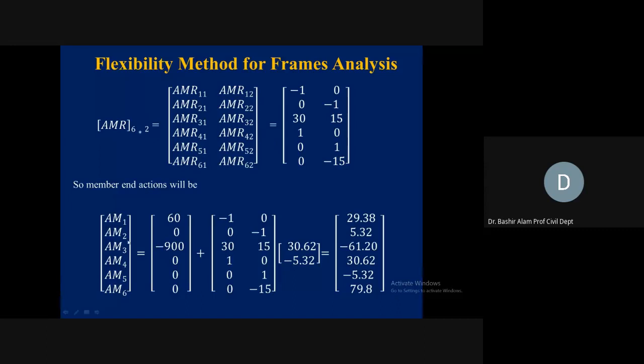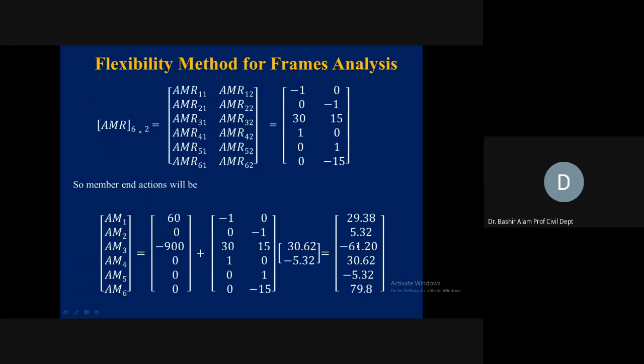Now, AM is equal to AML plus AMR times AR. Now find the product and addition. So we get this value. Now, if you remember, this AM1, AM2, AM3 should be the same for AM4, AM5, and AM6, which we did for member AB in the previous slides, but it should have the opposite directions. 5.32, it was 0.32. Why? Because this 5 is coming from the external load.